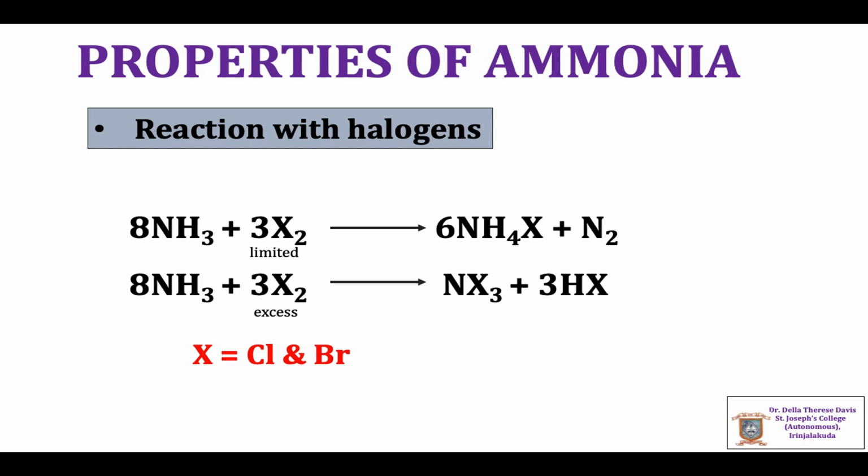Ammonia reacts with halogens. When ammonia is treated with chlorine or bromine in limited amounts, it gives the corresponding ammonium salt. When treated with chlorine, we get ammonium chloride and nitrogen.